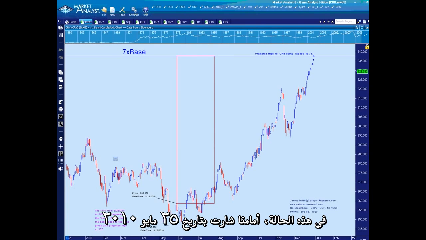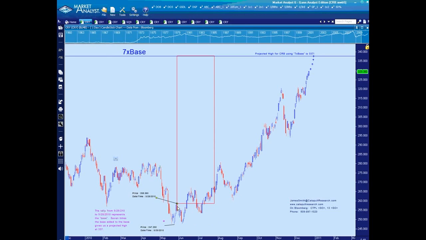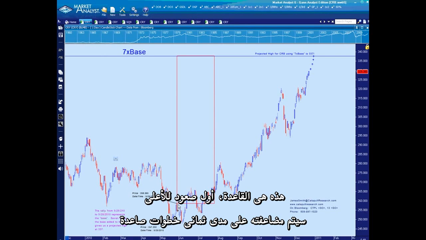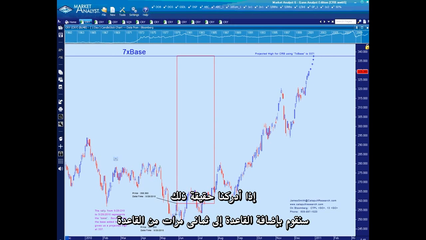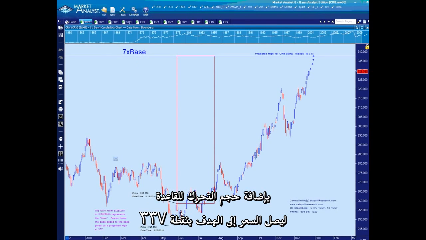So in this case, we start back on May 25th, 2010. The first few days the market goes up. It establishes a high on May 28th. That is the base. The first increment, the first swing move up, is by definition 1/8 of the entire swing move. If we know that to be true, we add the base to 7 times the base. So this box here represents 7 times that initial base. Added to the base gets you a price target of 337.